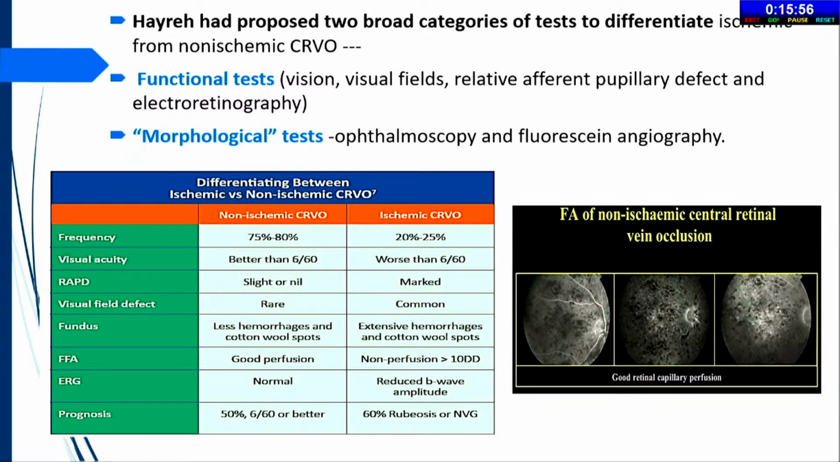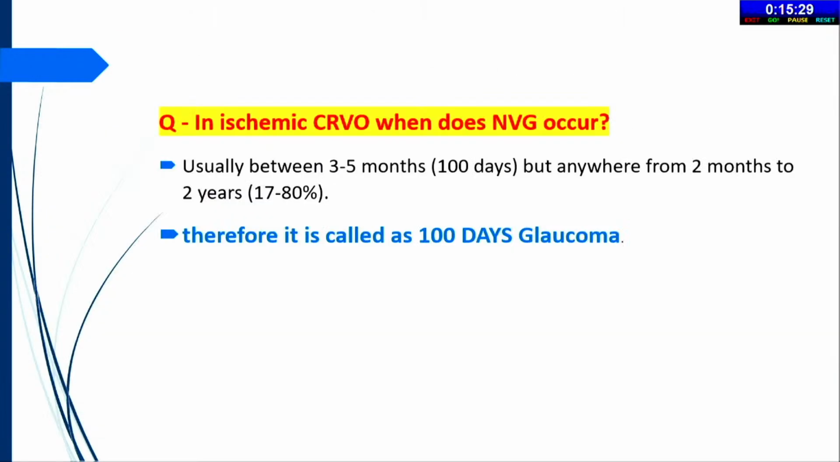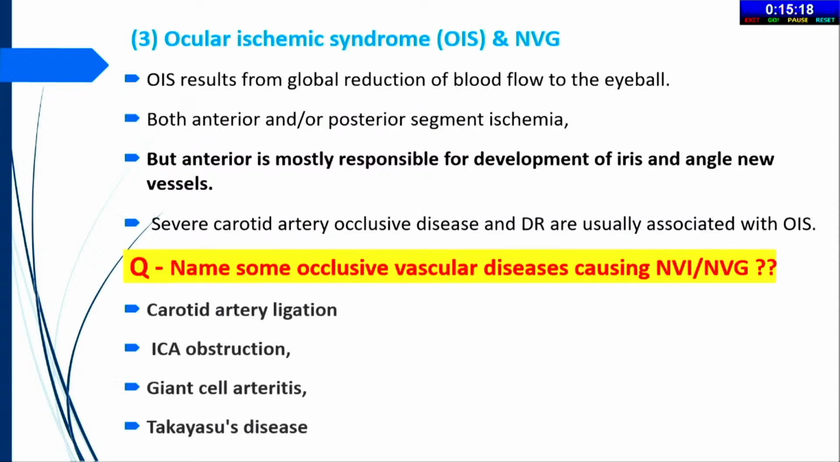There is an RAPD and visual field defects, and there are a lot of hemorrhages. You can see non-perfused ischemic areas in FFA, and ERG changes, and the prognosis is poor. While the non-ischemic variety is very common, 80%, and the visual acuity is good. There is no RAPD, there are no visual field defects, the hemorrhages are less, angiography doesn't show any ischemic areas, ERG is normal, and prognosis is good. So one should be able to differentiate ischemic CRVO from non-ischemic CRVO. And usually it happens in 100 days. That's why it is also called 100-day glaucoma.